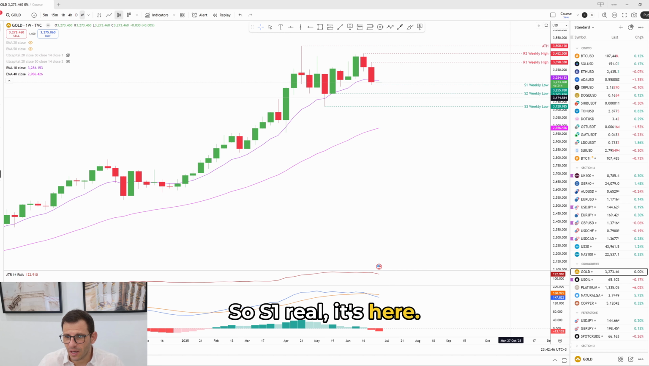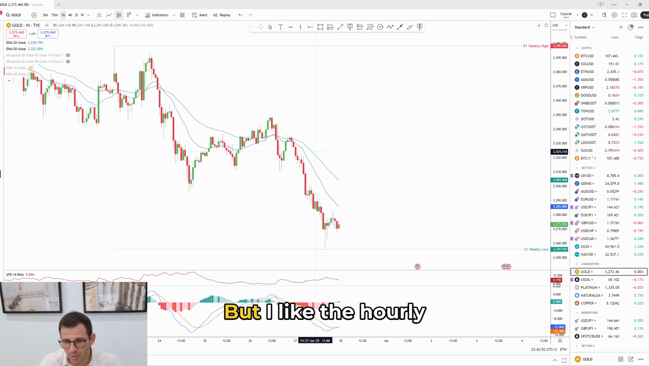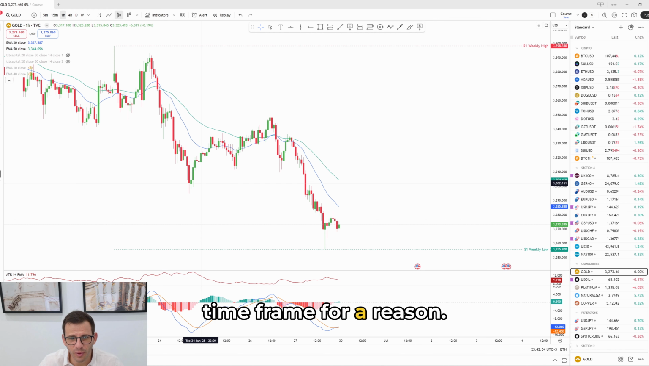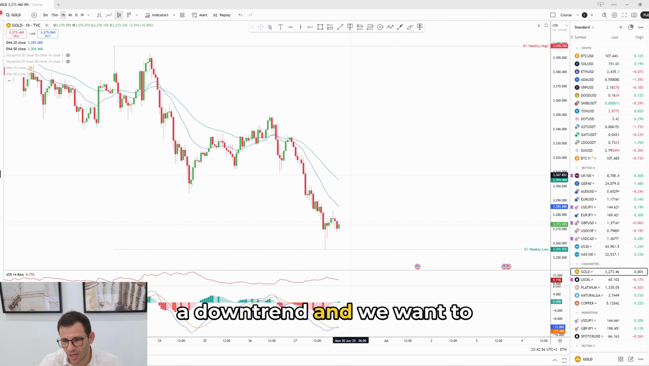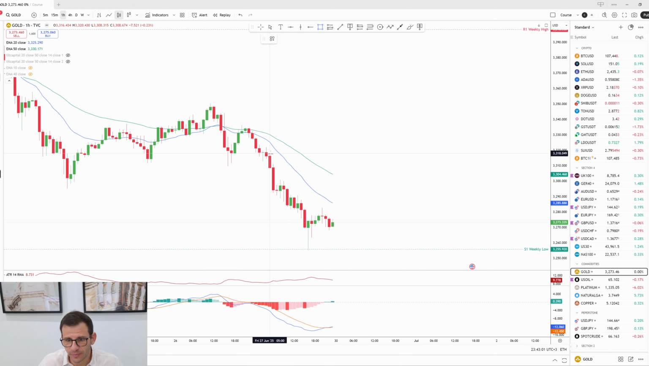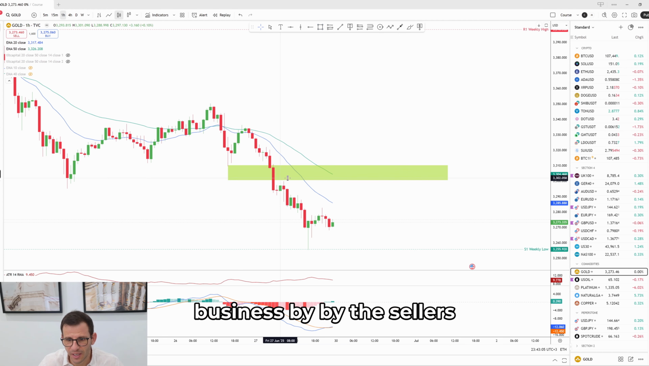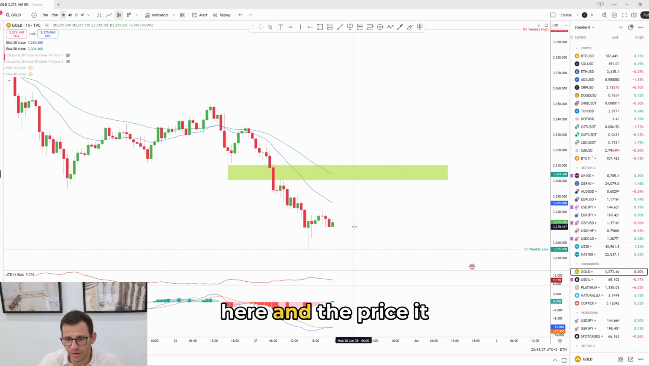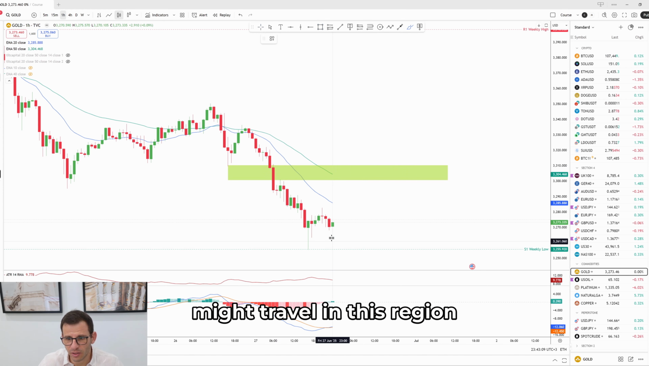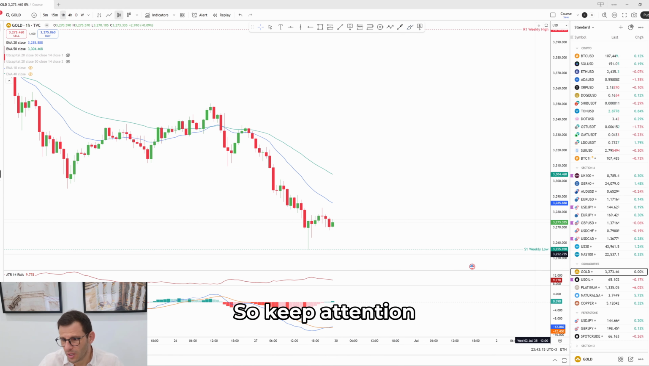So S1 is here, S2 support is there, S3 remains as it is on the hourly time frame, or for our charts if you prefer, but I like the hourly time frame for a reason. The market is in a downtrend and we want to see further continuation. There is unfinished business by the sellers here, and the price might travel in this region before it sells off, so keep attention on this one.